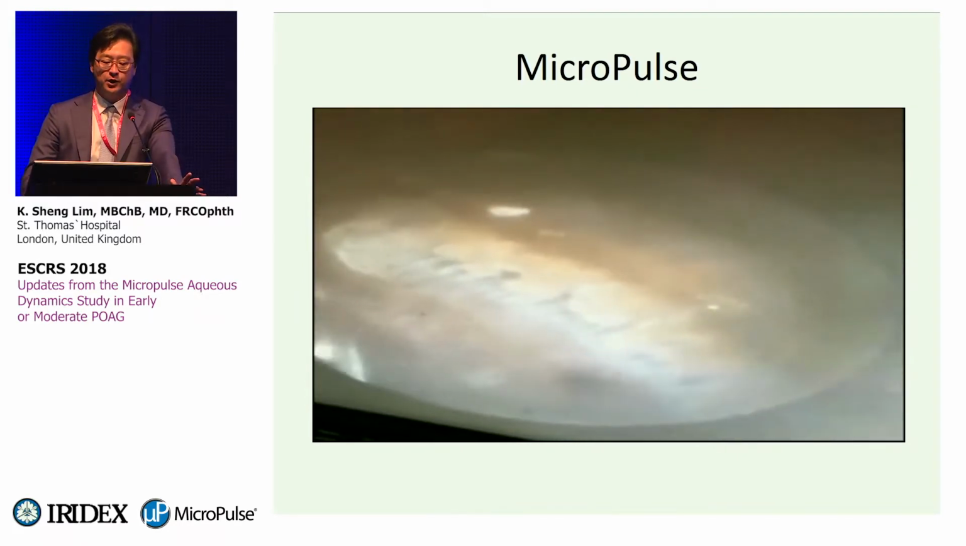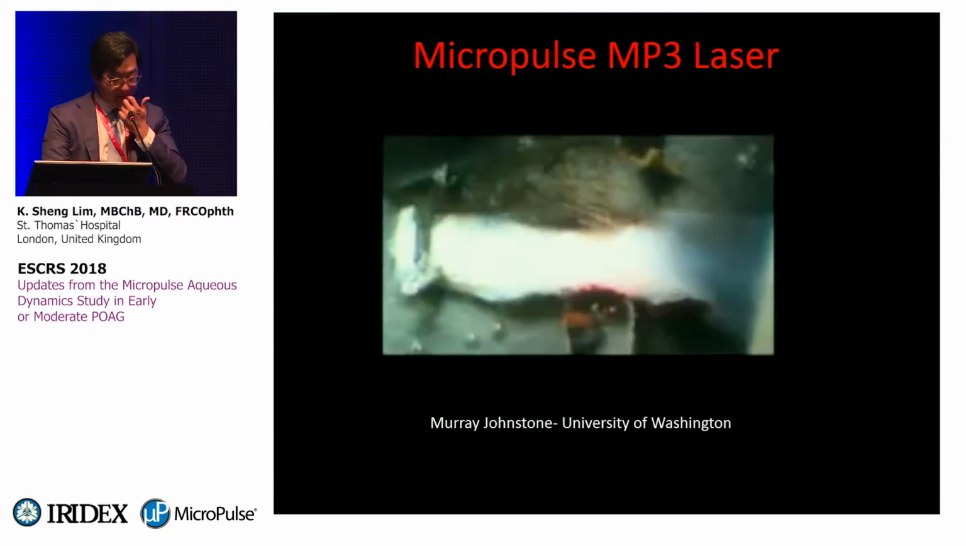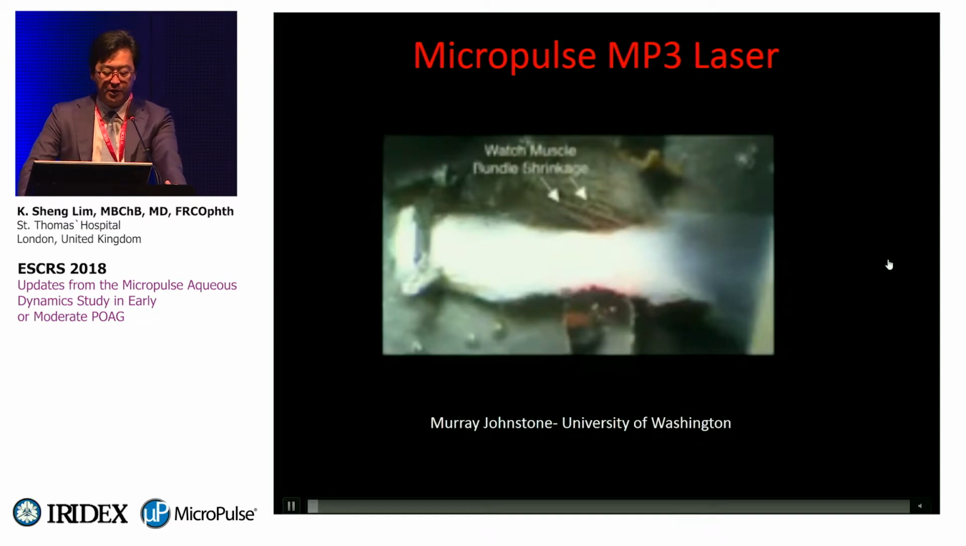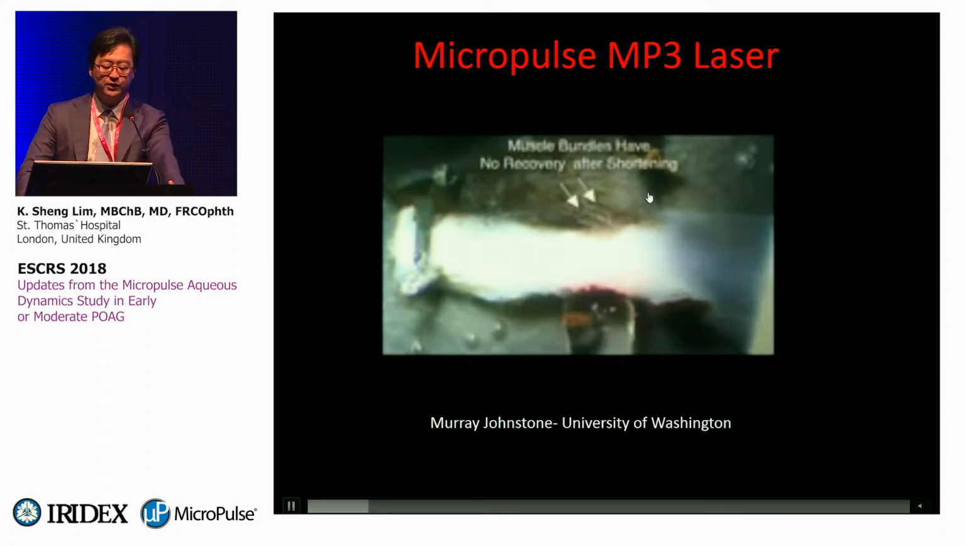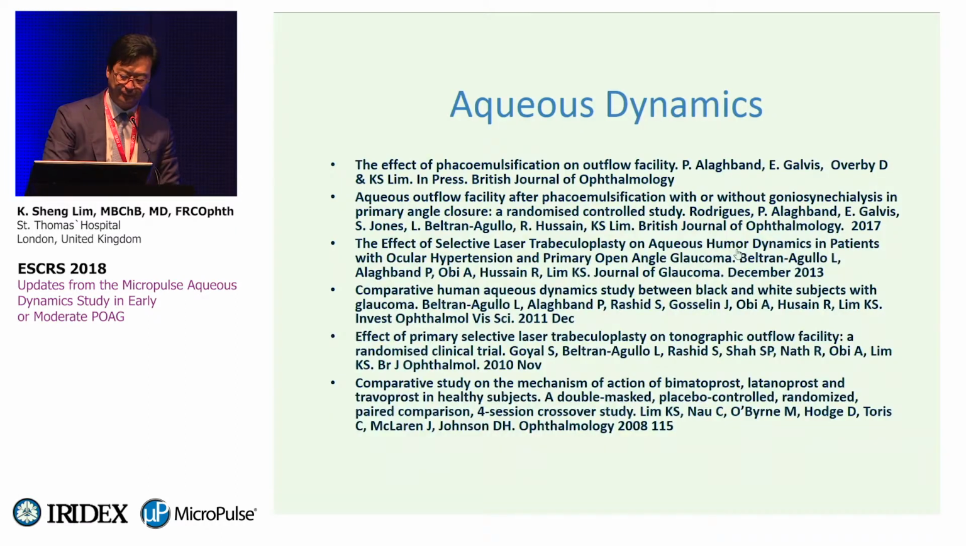the ciliary epithelium. So the question is, if it doesn't affect the ciliary epithelium, which we know produces aqueous in the eye, how does it cause the drops in IOP? Now, this is an interesting study from Murray Johnston in Washington. This is a cadaveric eye. When you apply the MP3 laser, you can see the contractions of the ciliary muscles. Now, the question you ask yourself is, if it's not affecting the ciliary epithelium, it's affecting the ciliary body, could it affect changes in the uveoscleral pathway underneath that?